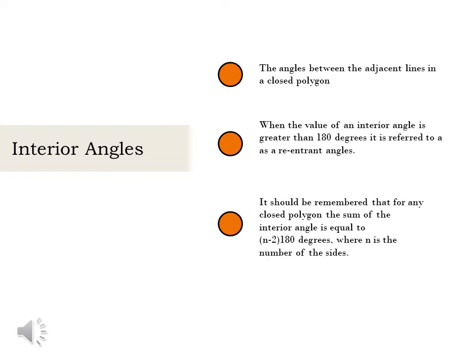Interior angles are the angles between adjacent lines in a closed polygon. When the value of an interior angle is greater than 180 degrees, it is referred to as a reentrant angle. It should be remembered that for any closed polygon, the sum of the interior angles is equal to (n - 2) times 180 degrees, where n is the number of sides.